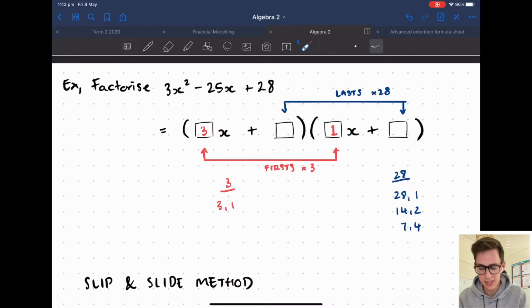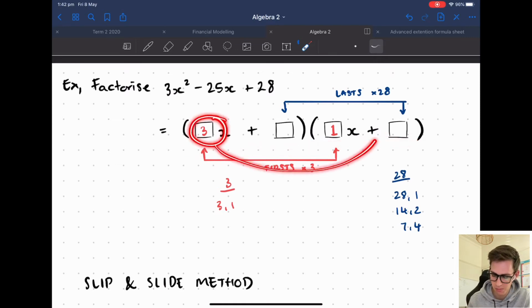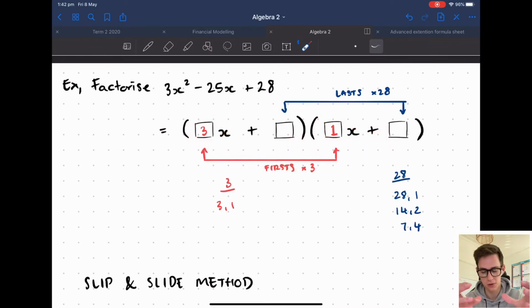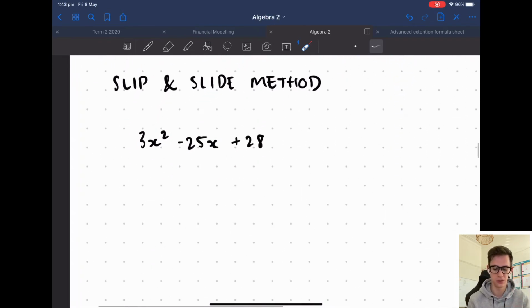The problem here is that if you were to expand this thing, when you multiply 3x by this and 1x by this, it changes from that typical FOIL setup. So we can't just use these factors to see do they make negative 25, because there's another step in the works and it doesn't work for us. So that's why we can't just use the whole backwards FOIL, or some people call it PSF. That doesn't work. So what I'm going to recommend is what I call the slip and slide method.